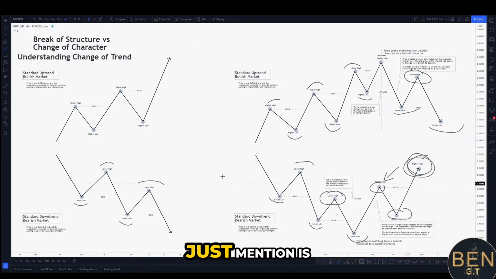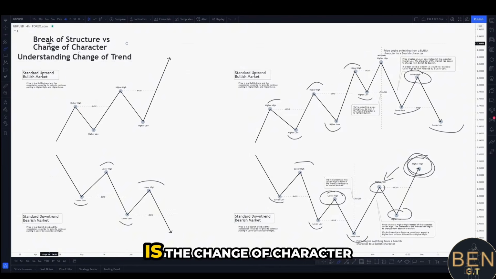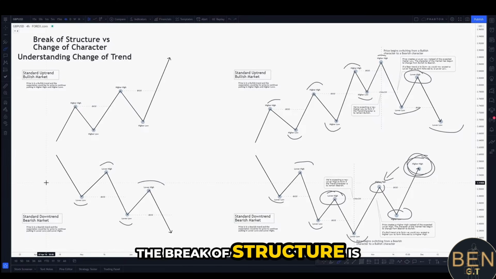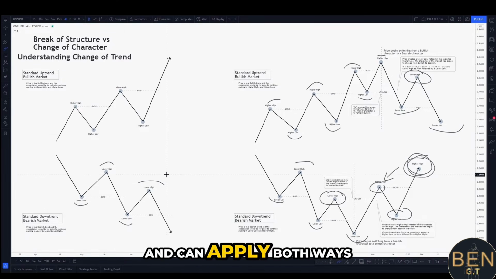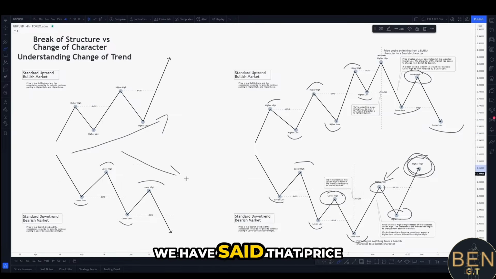And one thing to finally just mention is break of structure versus change of character. At the end of the day, they are one and the same. The only difference and the underlying difference that makes a change of character different from a break of structure is that the change of character changes the trend. The break of structure is just simply a break of structure and can apply both ways. But generally speaking, if we're looking at break of structure, we have said that price is respecting the trend and it's doing what we expect.